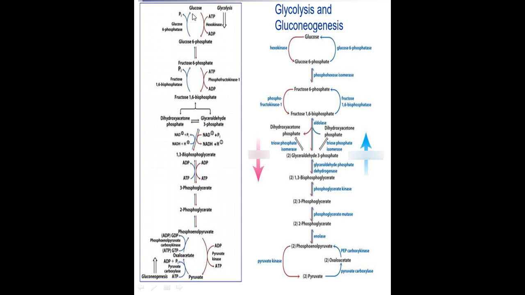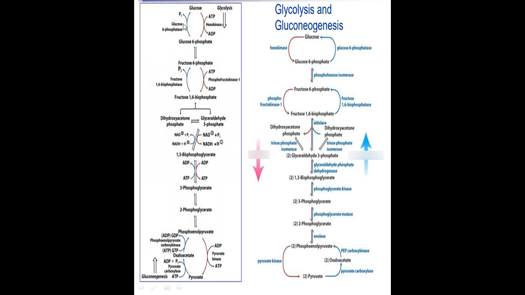So let's look at the main differences that exist between the two opposing pathways. The steps in glycolysis are almost the same in gluconeogenesis, except 3 steps. Only 3 steps in glycolysis differ in gluconeogenesis because they are catalyzed by 3 different enzymes. 3 enzymes in glycolysis are changed in the gluconeogenic pathway.